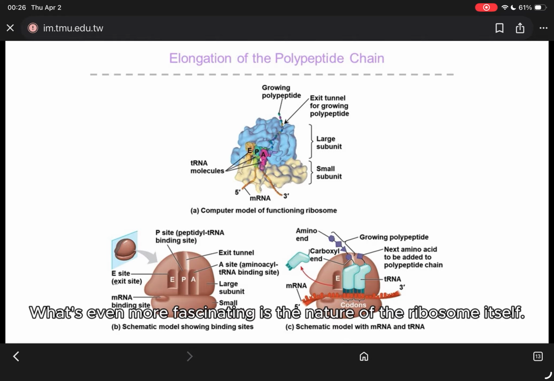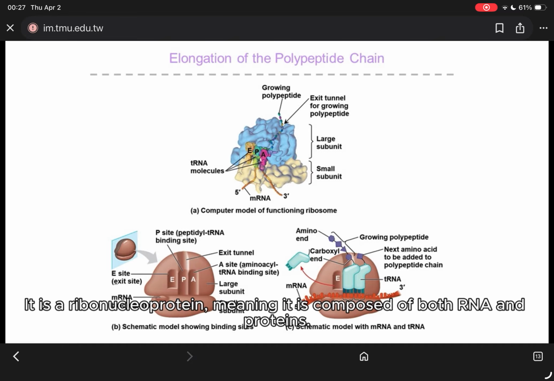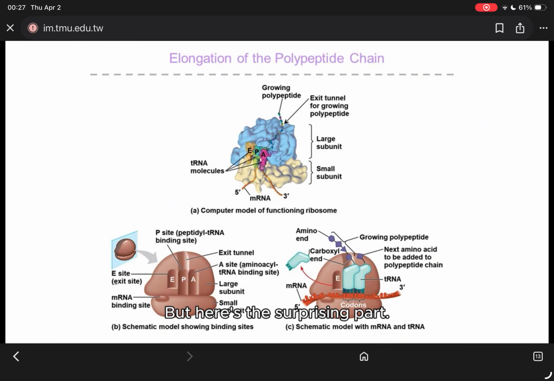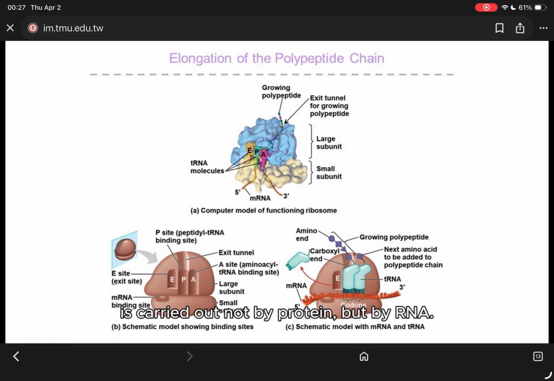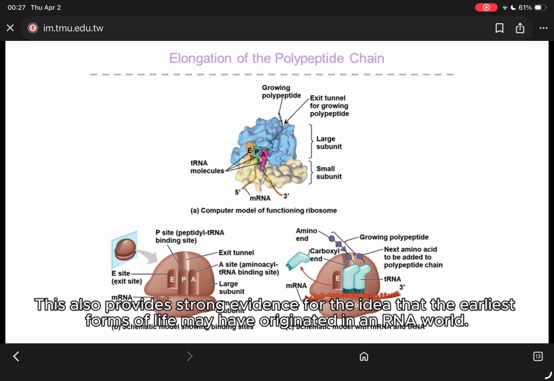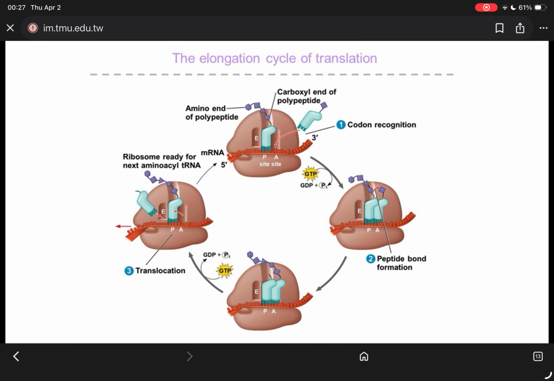What's even more fascinating is the nature of the ribosome itself. It is a ribonucleoprotein, meaning it is composed of both RNA and proteins. But here's the surprising part. The ribosome's catalytic activity, the actual chemistry of peptide bond formation, is carried out not by protein, but by RNA. This means the ribosome is essentially a ribozyme. Incredible, isn't it? This also provides strong evidence for the idea that the earliest forms of life may have originated in an RNA world.